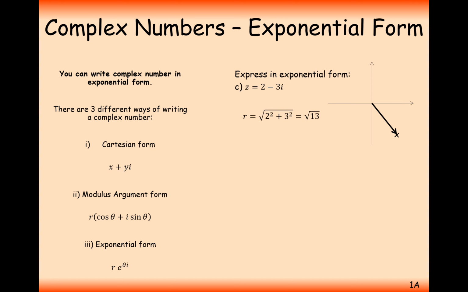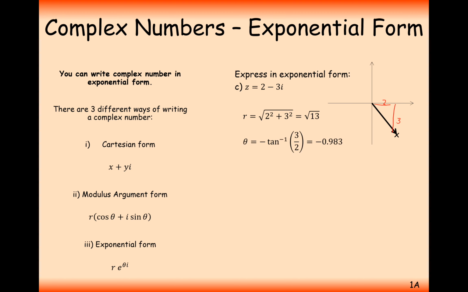And then we're going to work out the modulus of that complex number. That's the distance from the centre to that coordinate, 2 minus 3i. So it's 2 squared plus 3 squared. That's its dimensions, 2 along and then 3 downwards. So it's 2 squared plus 3 squared. That's the square root of 13.